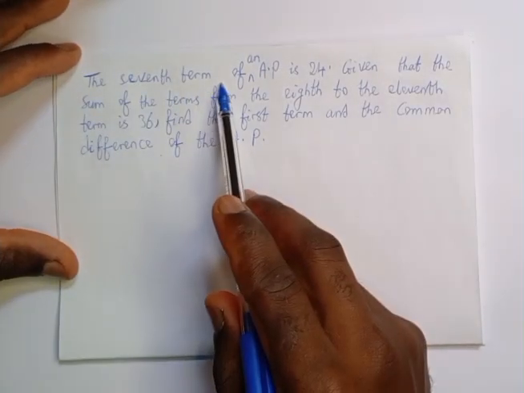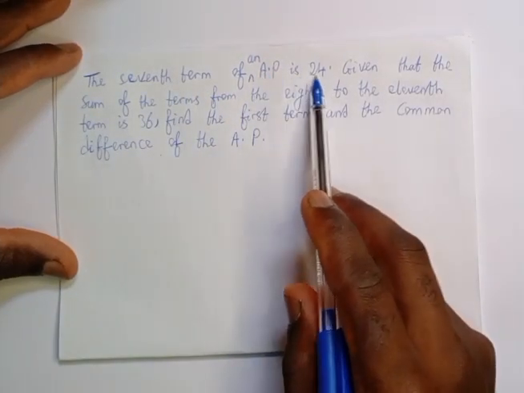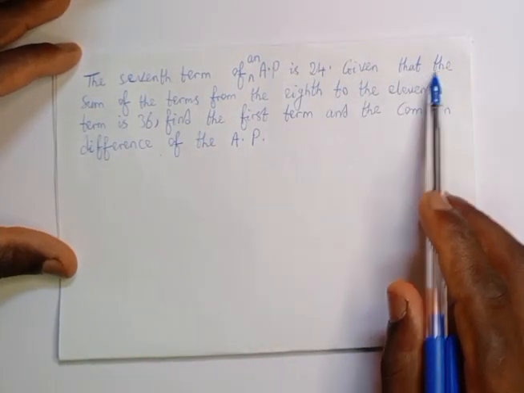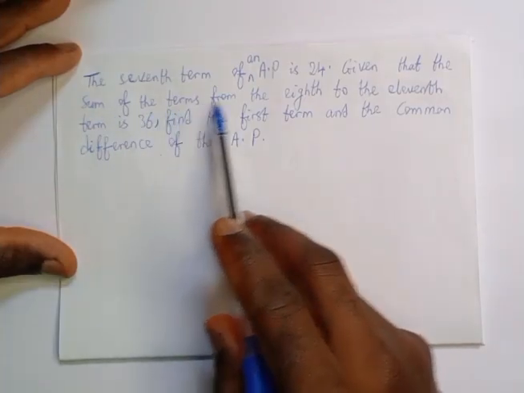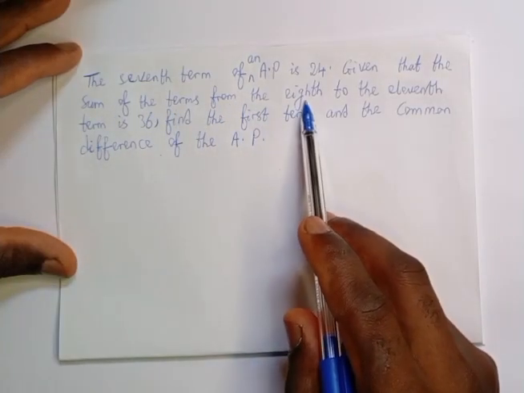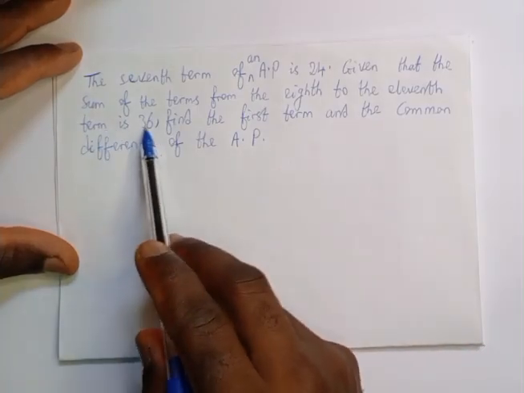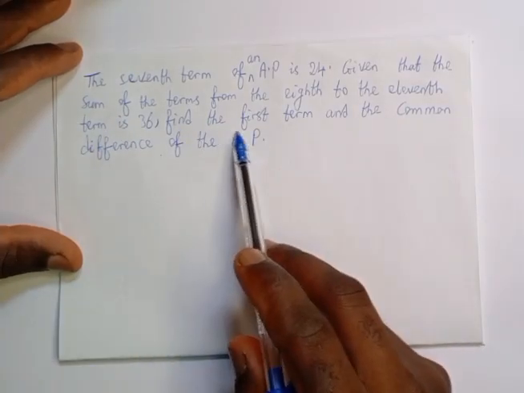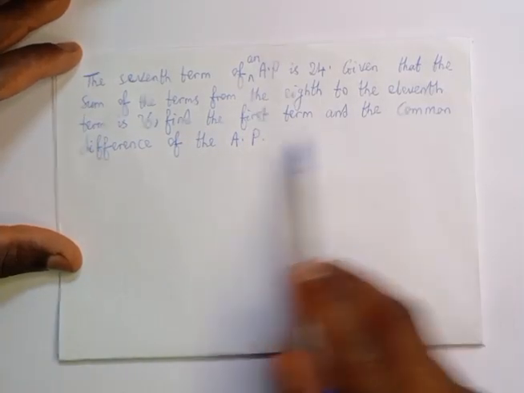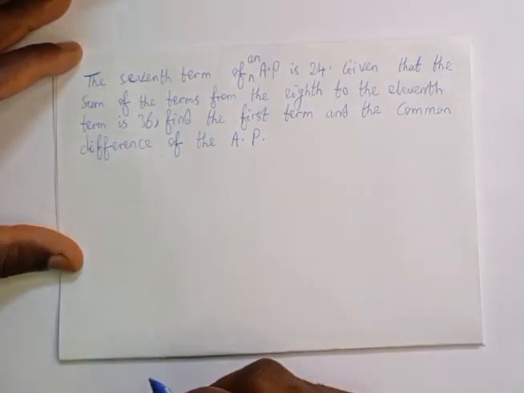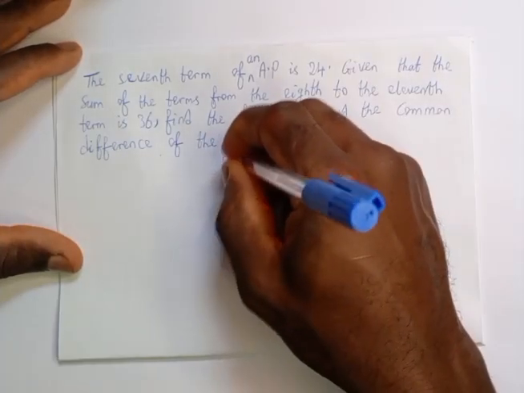The seventh term of an AP is 24, given that the sum of the terms from the 8th to the 11th term is 36. Find the first term and the common difference of the AP. Take solution.